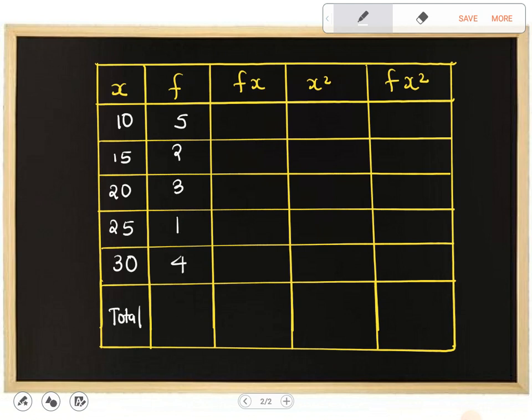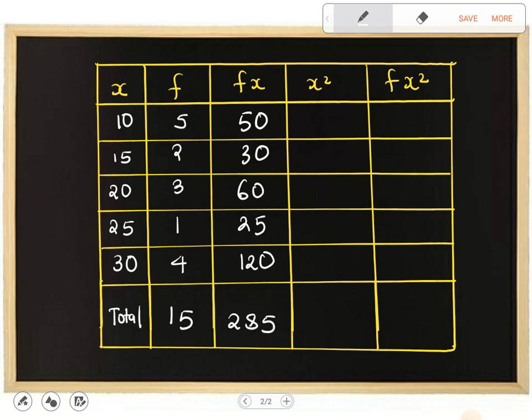Then we add them. Let's find the total. What is the total? 5 plus 2 plus 3 plus 1 plus 4, and I'm getting 15. That is the total. Then fx is f times x. What is 10 times 5? We get 50. Here we get 30. 20 times 3 we get 60. 1 times 25 we get 25. 4 times 30 we get 120. Then we add them again: 50 plus 30 plus 60 plus 25 plus 120, and I'm getting 285.